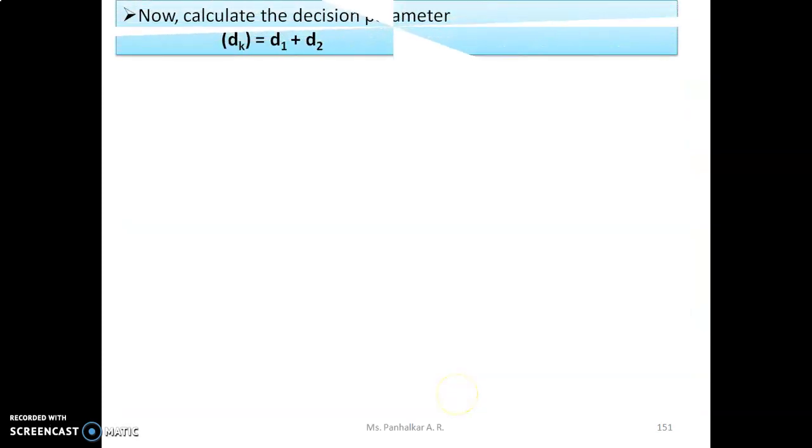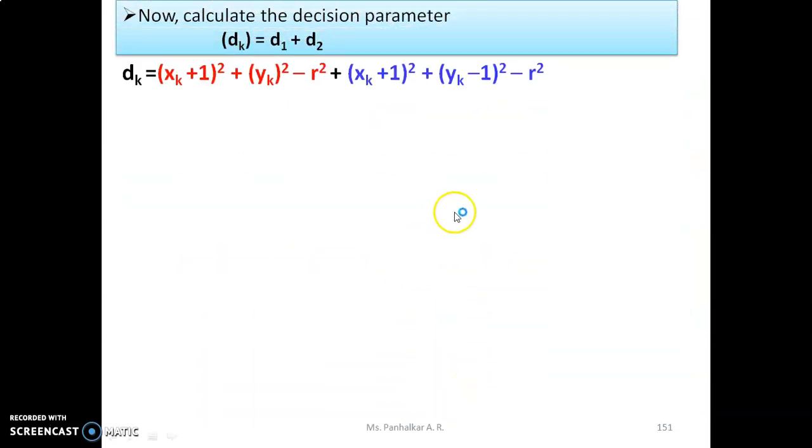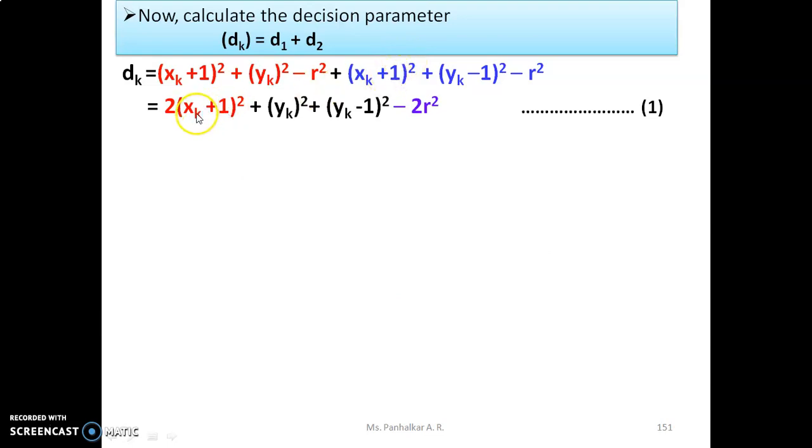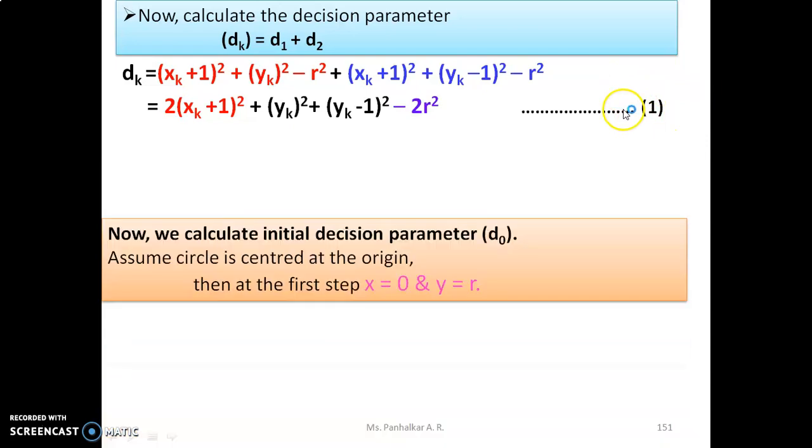Now let us go for the calculation of the decision parameter. So we are putting into the equation the two equations we have calculated for D1 and D2. D1 equation is this one and D2 equation is this one. Then we are reducing this equation. xk plus 1 square plus xk plus 1 square becomes 2(xk plus 1) square. Now we keep the remaining equation as it is. We are calling this equation number 1.